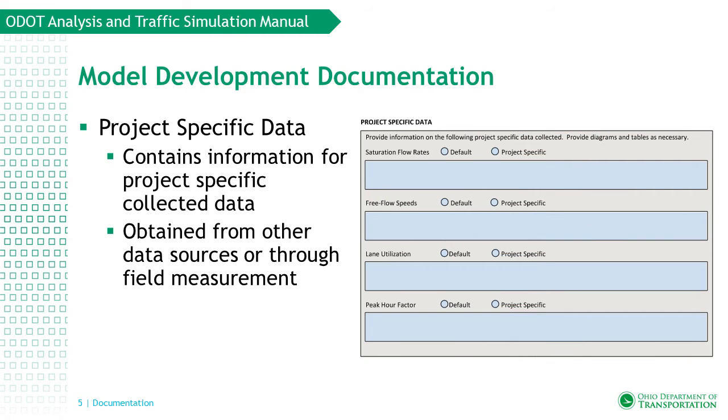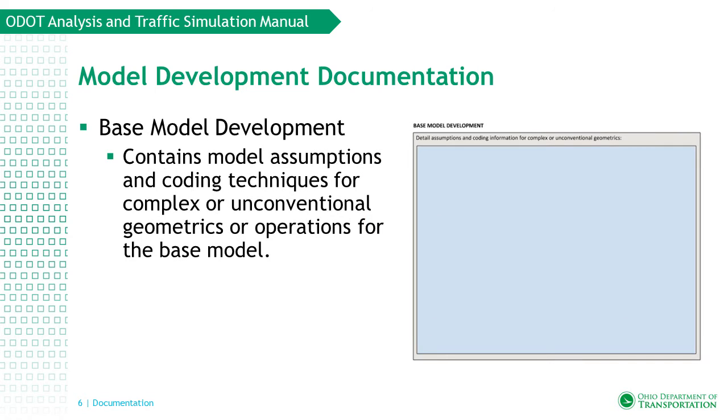The project-specific data portion of the form contains information regarding project-specific collected data. This data will have been collected either from other data sources or through field measurement and is critical to the analysis models. The analyst should detail the model assumptions and coding techniques for complex or unconventional geometrics or operations for the base model in this section of the model development documentation.